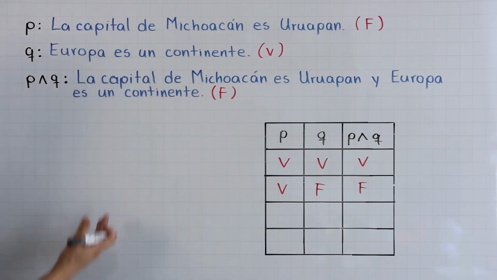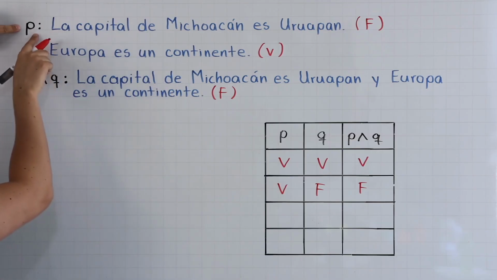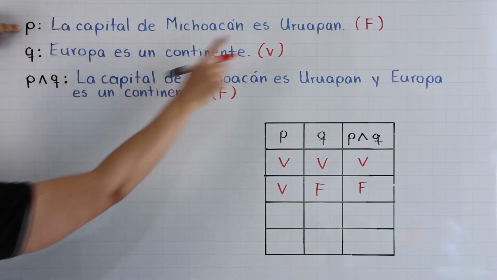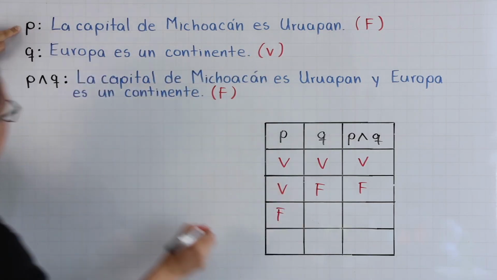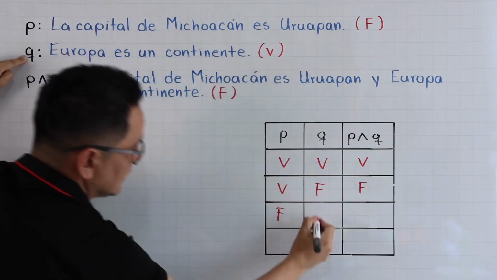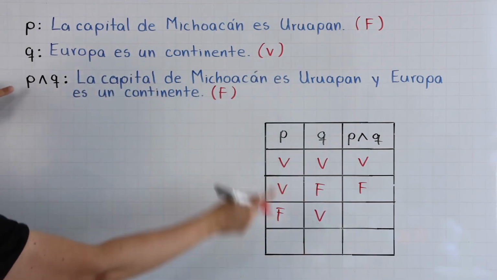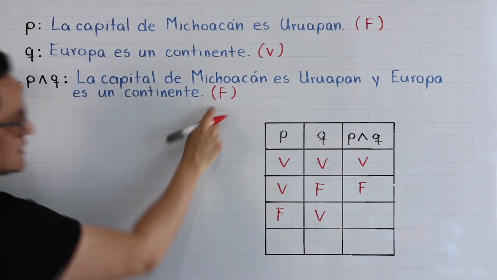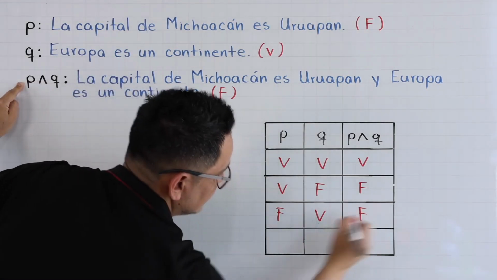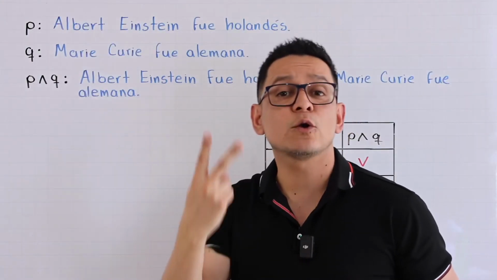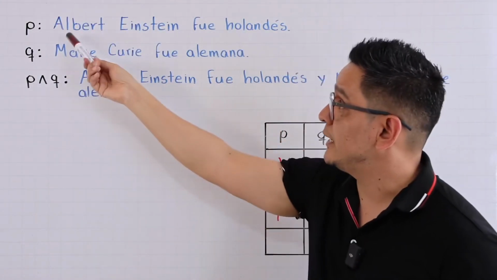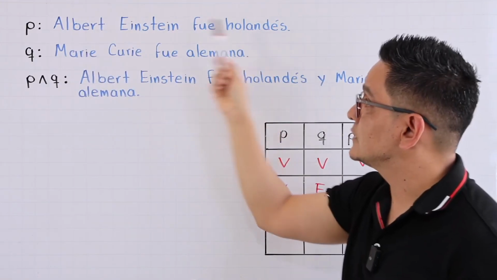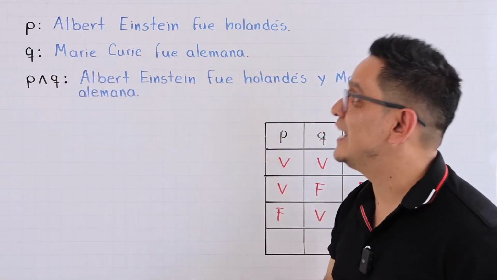Done. Now, let's say that when proposition P is false, let's write that down, and proposition Q is true, then the truth value of the conjunction, that is, of the compound proposition P and Q, will be false. So it would look like this. Let's finish with these two propositions. P. Albert Einstein was Dutch. Q. Marie Curie was German.